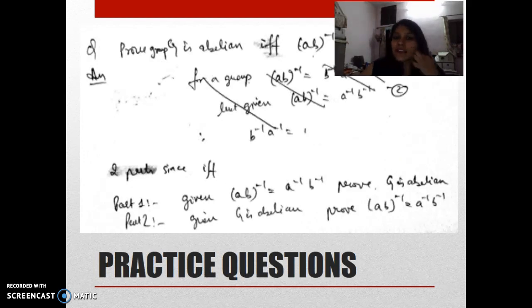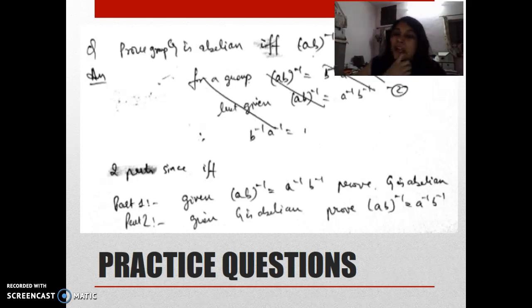Now, second question. You have to prove that the group is abelian if and only if (AB) inverse equals A inverse B inverse for every A and B that belongs to G. Now, what is the trickiest part in this question? That IFF that you can see here. IFF means if and only if. That's a short form of writing if and only if as IFF.